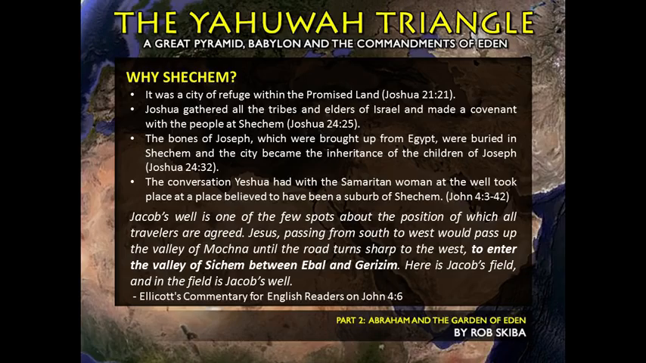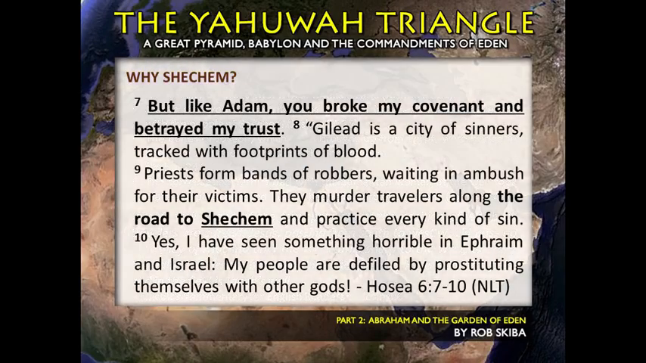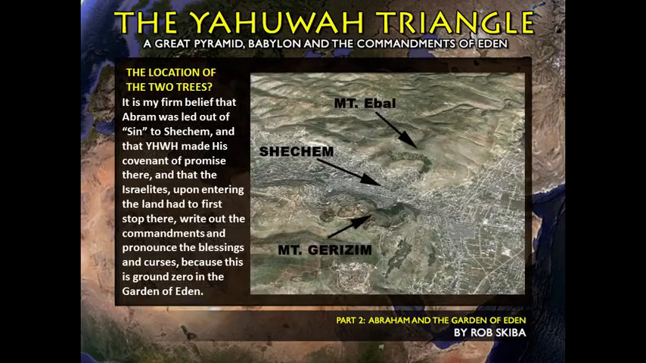Well, there's another connection with Adam and Shechem in the book of Hosea. But like Adam, you broke my covenant and betrayed my trust. And he talks about people being murdered on the road to Shechem. Why are all these connections constantly going back to Shechem? It is my belief, after doing this research, that that location is ground zero in the Garden of Eden. That's where the two trees were.